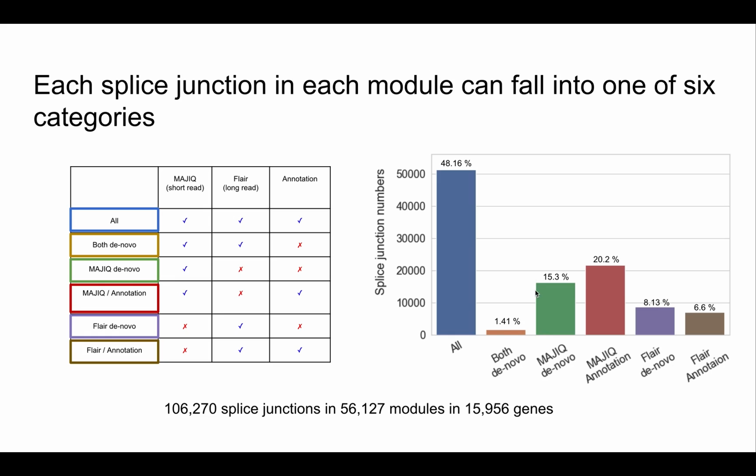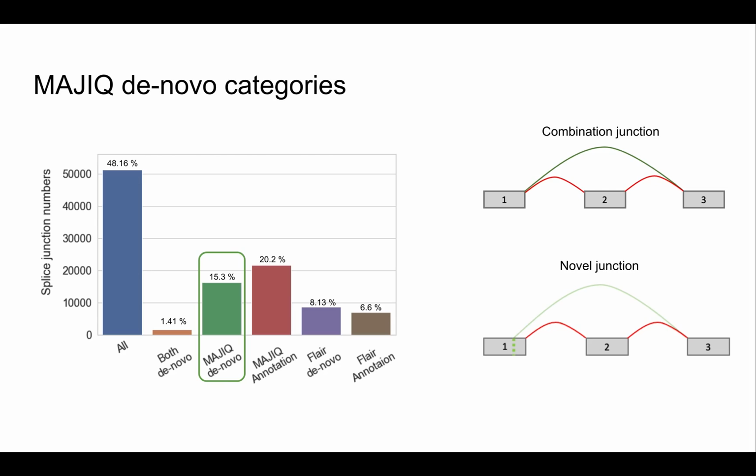Given the high accuracy of the short read, we expect the vast majority of those to be true positive. Only 6.6% are detected by long read and then annotation, and over 8% are only supported by a long read that potentially could have a high rate of false positive. Now we turn to break down each of the de novo categories into subcomponents to gain further insights.